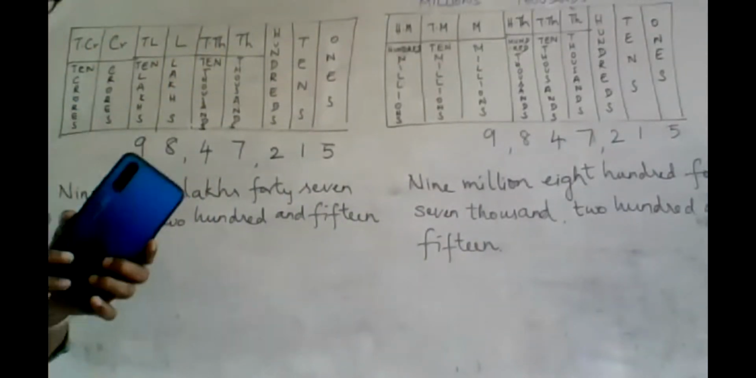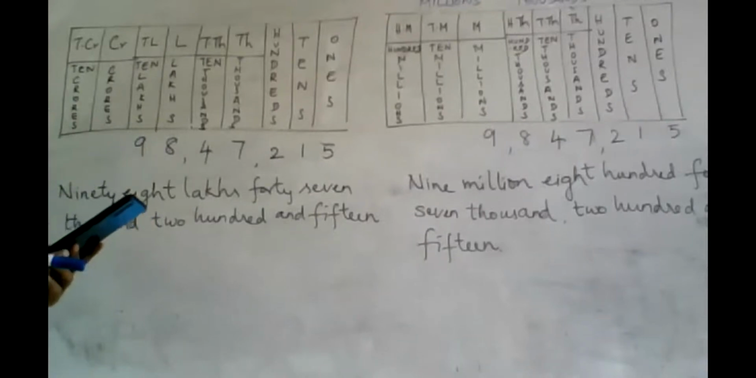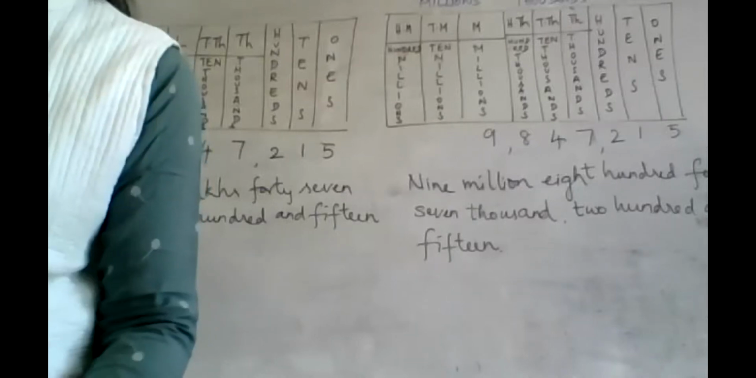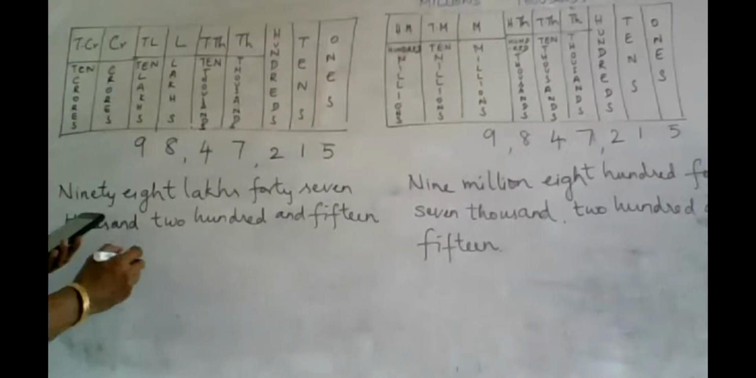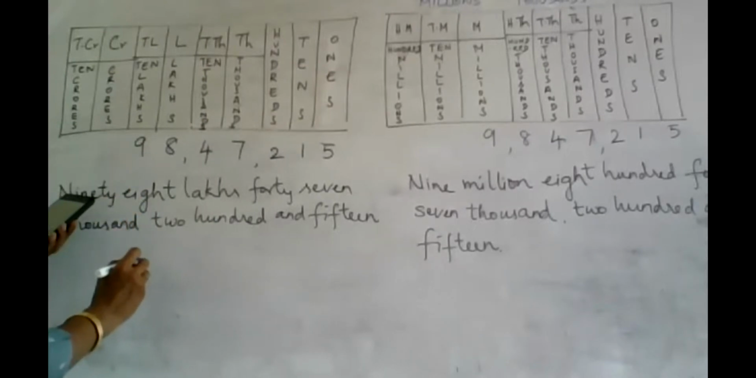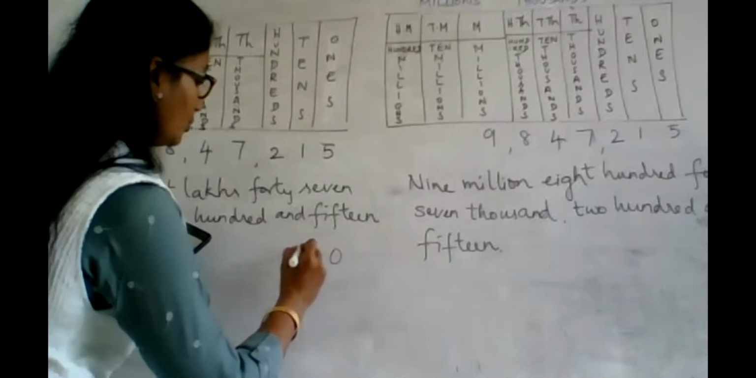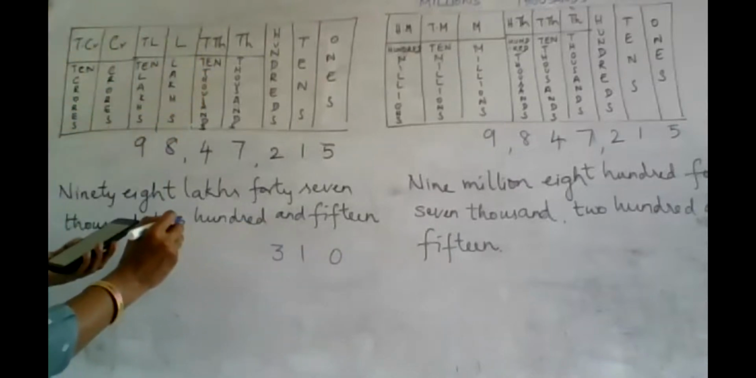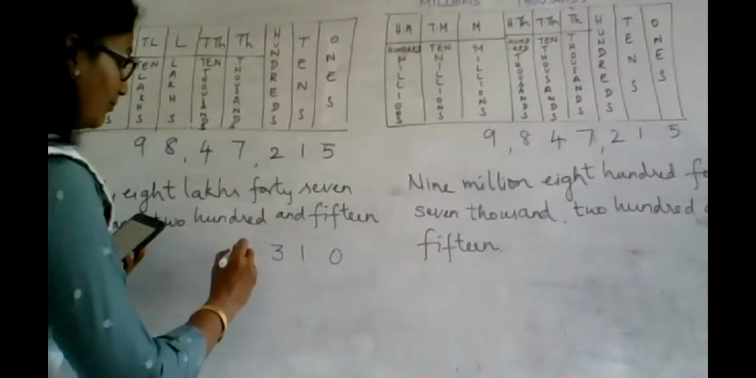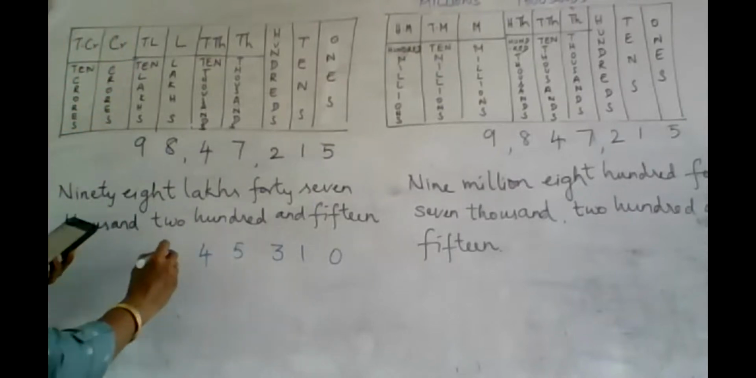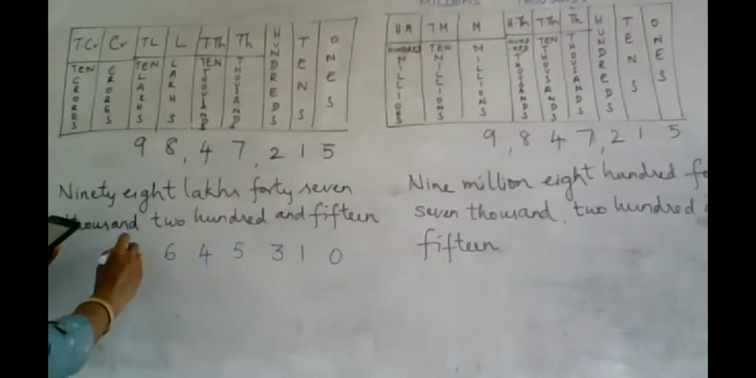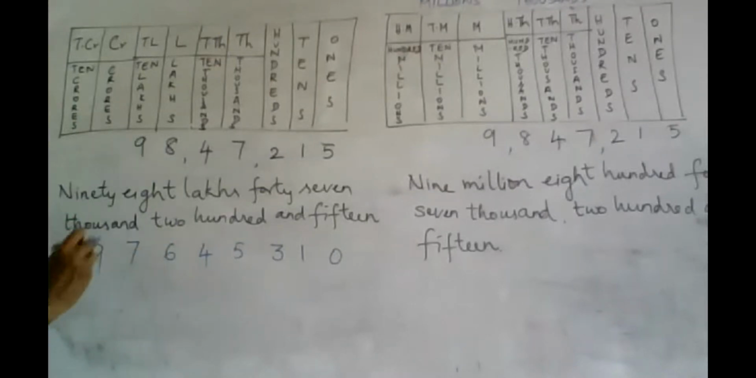Now the next number we shall take. Now you are going to do it with me. The next number given is 9,76,45,310. So now I have 8 digits.